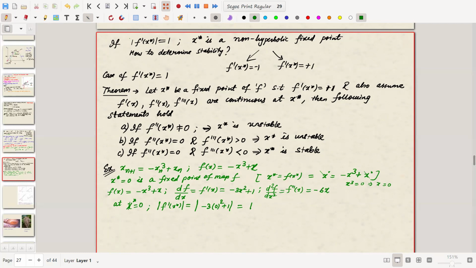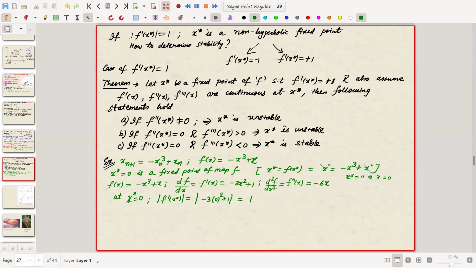Now, at x star equal to 0, what is the value of f double prime at x star? 0. So it is not giving you any information. So this case, part A, has failed. Either part B or part C can happen. So what do you do?